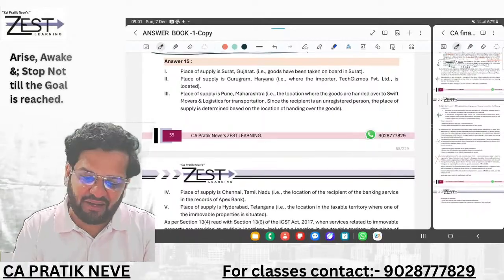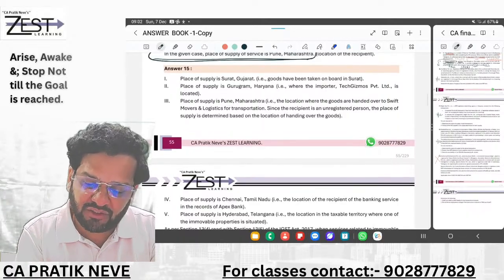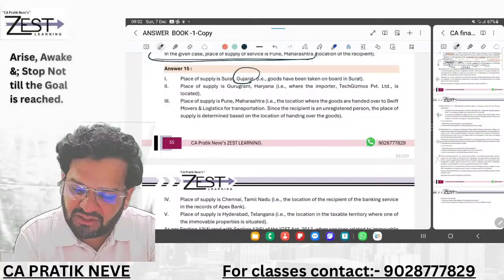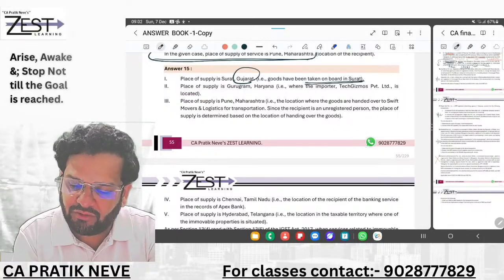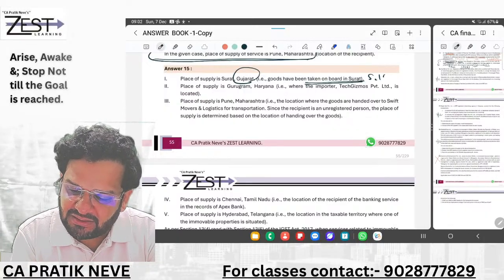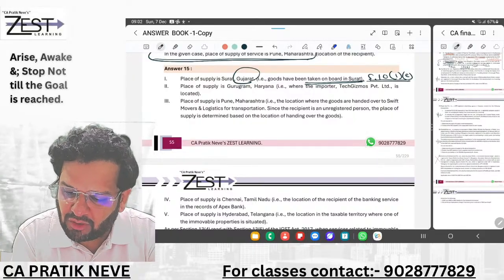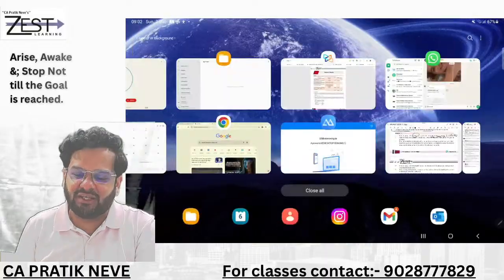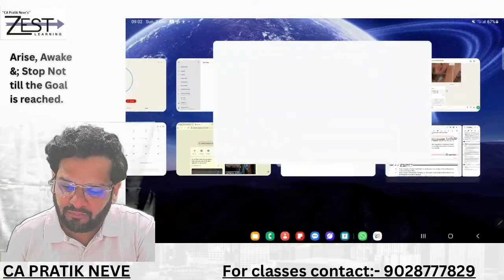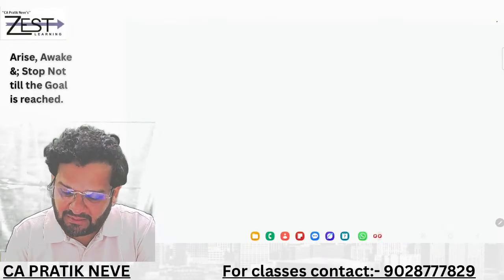So let's go step by step. If you remember, in the first case it was Gujarat, where the goods are taken on board of the conveyance. It was as per section 10(1)(e). Because I did not tell you the section there, I want to tell you now. 10(1)(e).